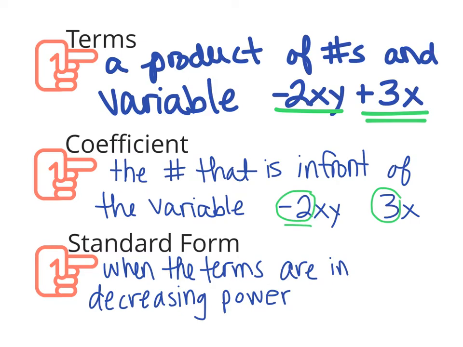So another example might be, let's say, negative 2x squared plus 3x. If I got rid of the y and just made it a negative 2x squared, this would be considered standard form because the squared is a higher power than the first power on the x. So that would be considered standard form when the terms are in decreasing power order.